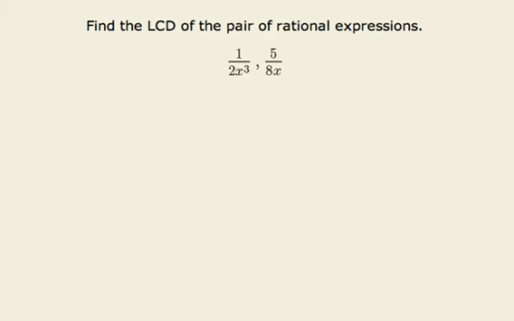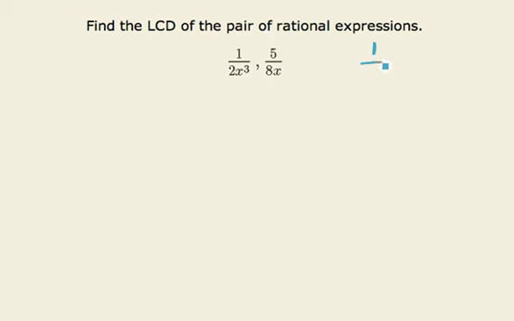Find the LCD, that is the least common denominator, of the pair of rational expressions. So here we have two rational expressions. We'd like to find the least common denominator. So I'm going to look at my denominators, 2x cubed and 8x, and try to find the least common denominator.